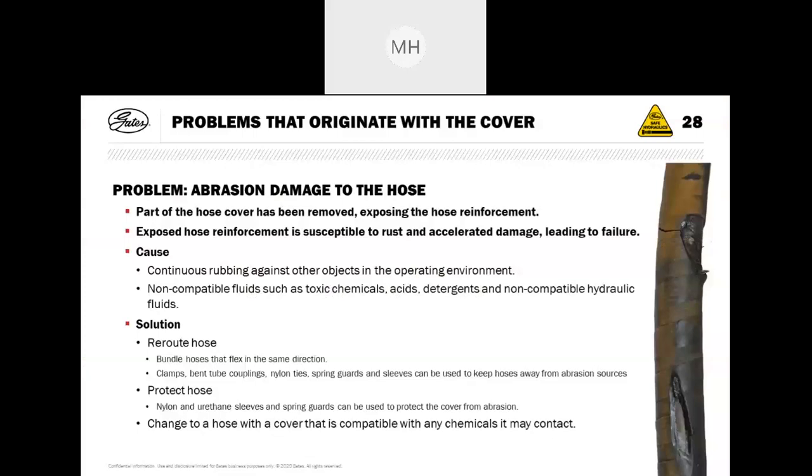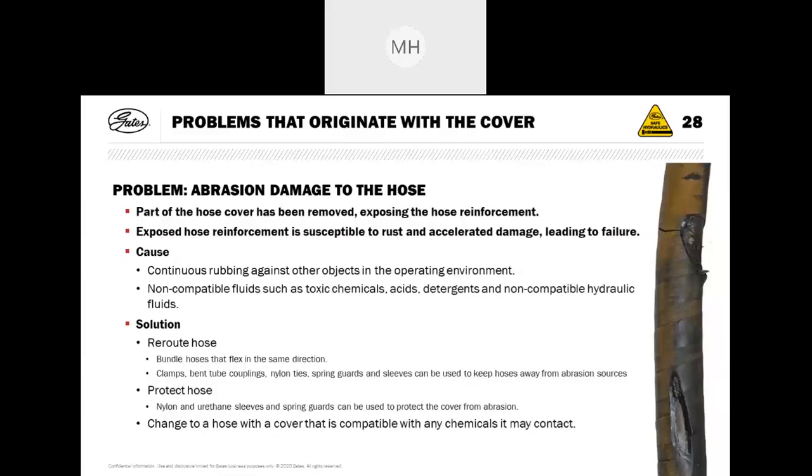So this goes back to what we were talking about earlier, ensuring that the cover is applicable for the application it's going into, for any of those toxic environments with acids, detergents, etc. The solution is rerouting the hose and bundling hoses together which flex in the same direction. A lot of people get this wrong where they have pressure and return lines and they cable tie them together, but unfortunately they work against each other and rub against each other as they're moving in different directions.